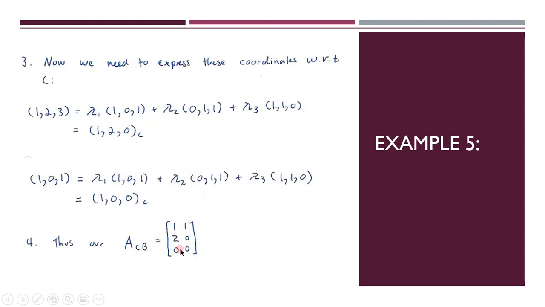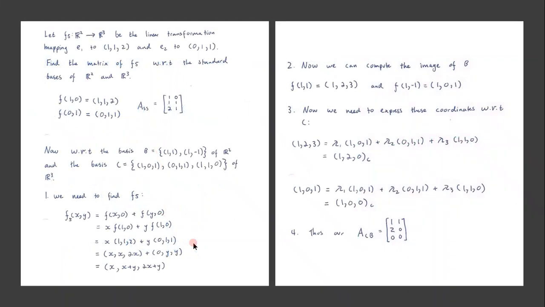So whatever we want to multiply our matrix by, a vector of our domain, it will give us that vector in terms of the basis vectors of our codomain. So this is all the working out for example 5, feel free to copy it down.